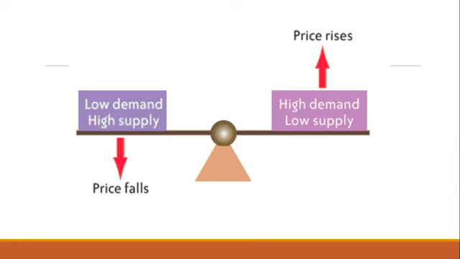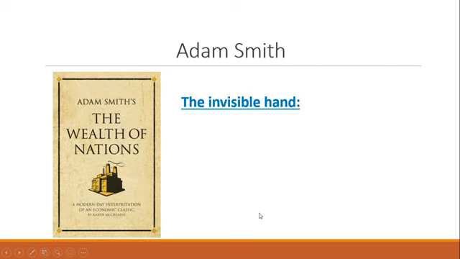You can draw this little thing in your notes, okay? When demand is low, the price falls. If supply is high, the price falls. If demand is high, the price rises. Or if the supply is low, the price rises. This is the law of supply and demand.